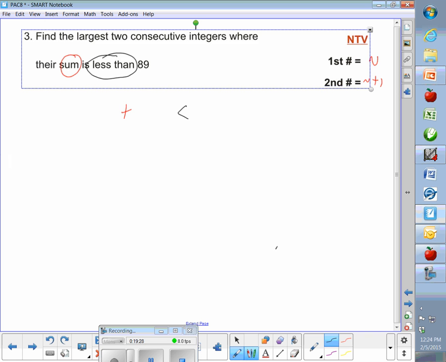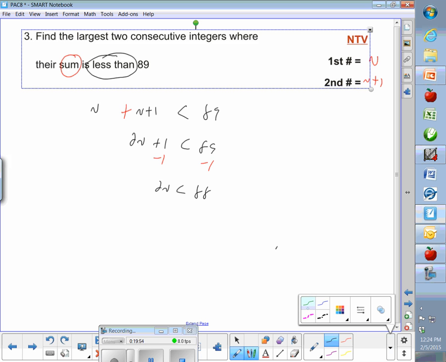Okay, so what's the first number? Say it if you know it. What's the second number? Say it if you know it. And what goes on the other side? 89. All right, I got to go a little fast for time. Next line, 2n plus 1 less than 89. Add a negative 1 to both sides. 2n less than 88. Divide both sides by 2.